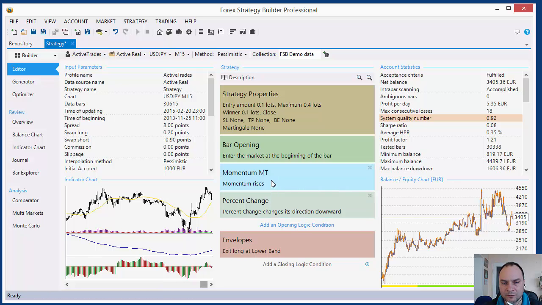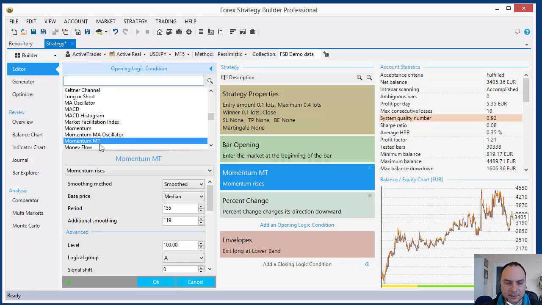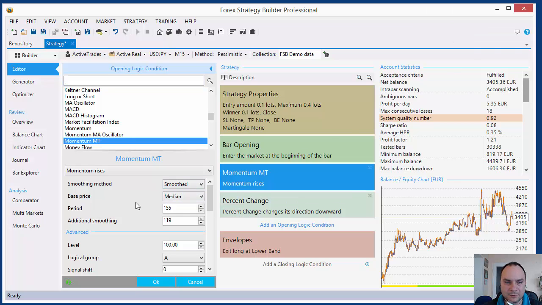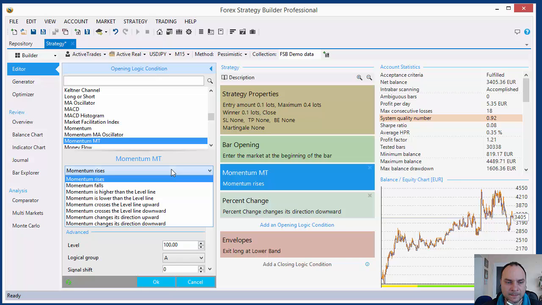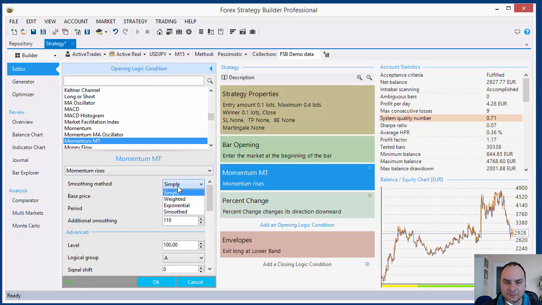Let's try to improve that. We have here a filter, momentum empty. Smoothing method, smoothed. Base price median. Let's check with simple.